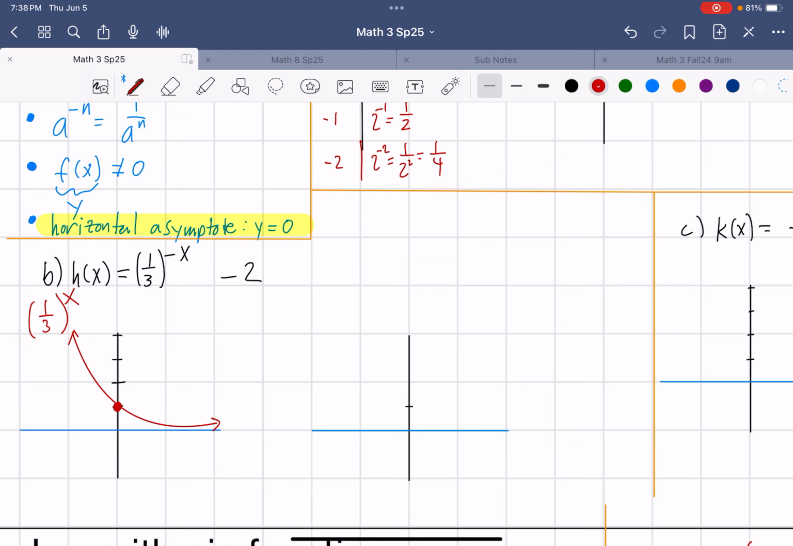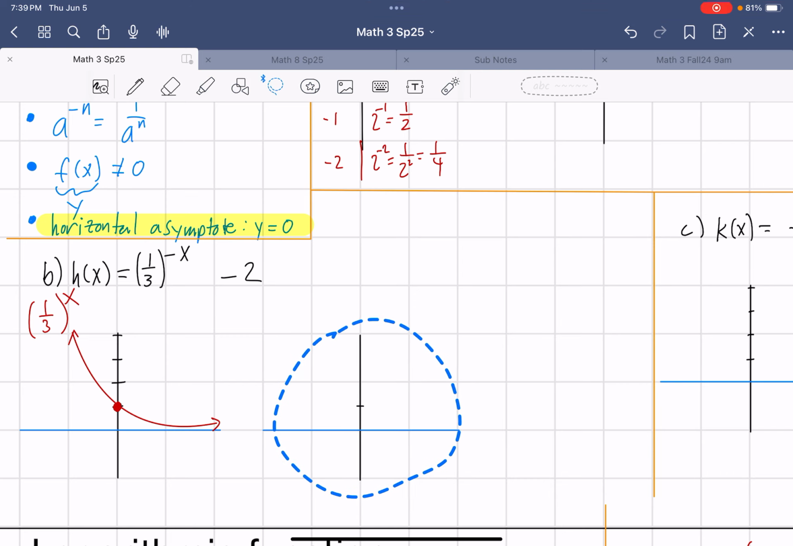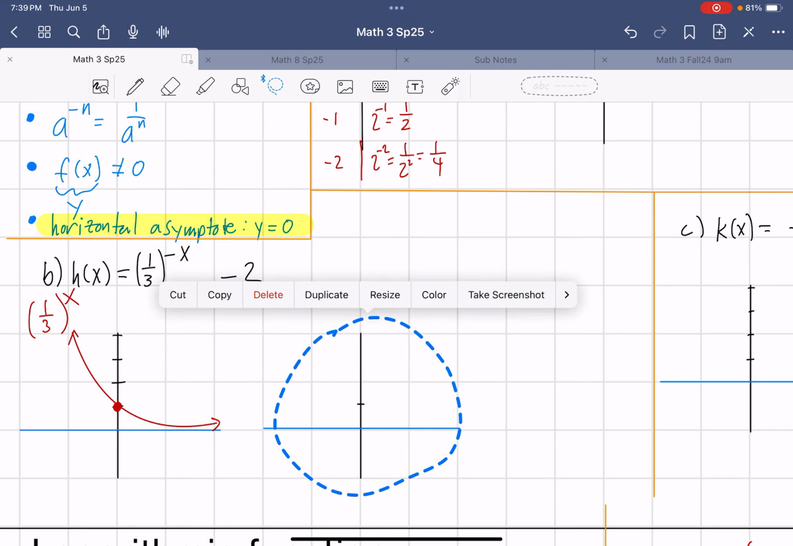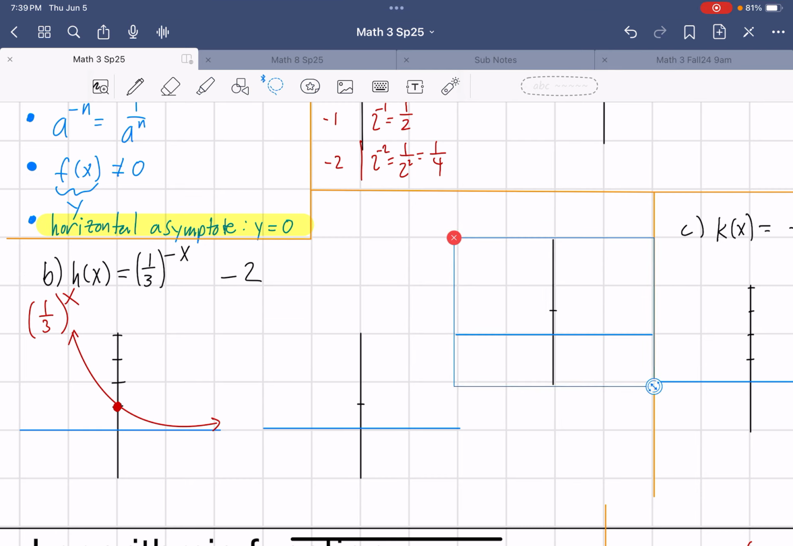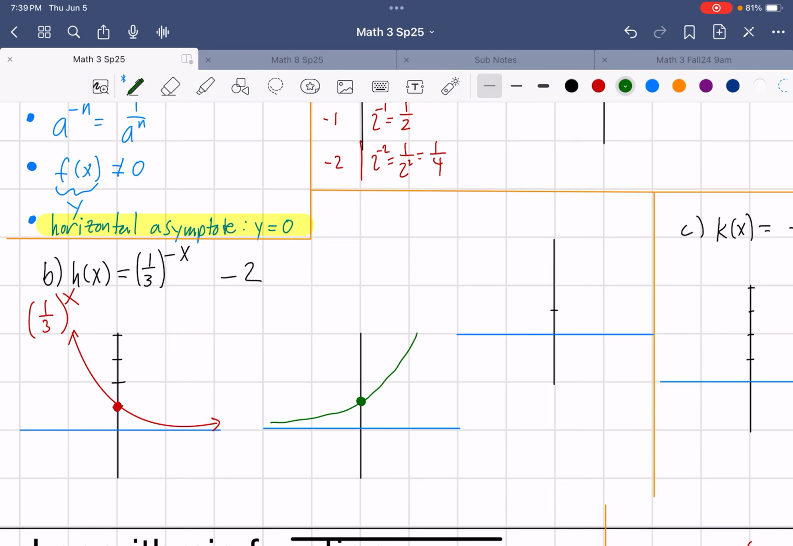Now, this negative is a little different. We've talked about how a negative outside makes a reflection on the x-axis, but a negative inside makes a reflection on the y-axis. So instead of this graph being like this, copy this. So we have one more graph to do after. The point's still in the same place. If I'm reflecting on the y-axis, that doesn't change this point. But if I reflect it, I'm changing directions.